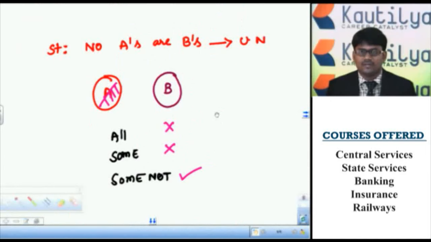The second type of statement is no A's are B's. Then we have to check the three types of conclusions. In that, all does not exist, some does not exist, and some not exists for the given statement. That means the conclusion for the statement, some A's are not B's, is the existing one.